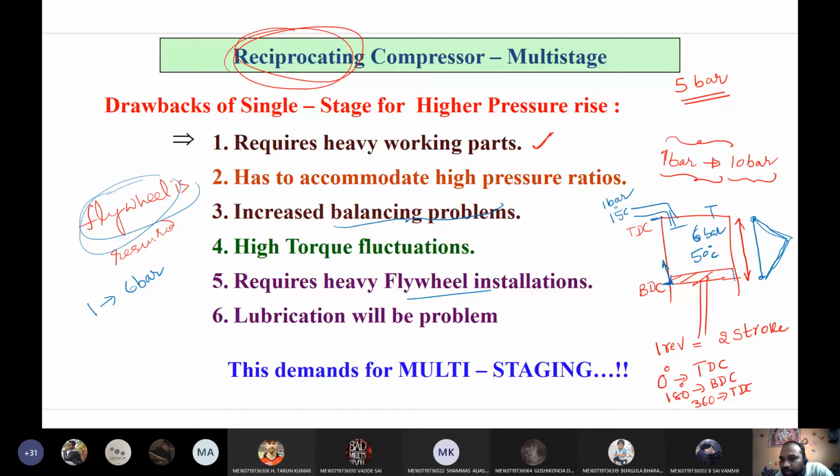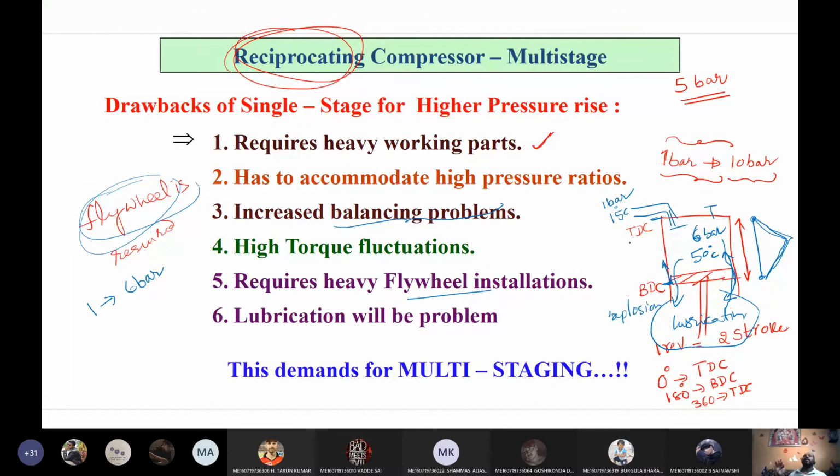Let us say the piston rings are worn. Then there may be chances of this high pressure, high temperature air escaping into the crankcase. Below, inside, we have lubricating oil. If the piston rings are worn, the lubricating oil may enter the air compressor, or this high pressure, high temperature air may enter the lubricating chamber. At 50 degrees, there may be chances of explosion.